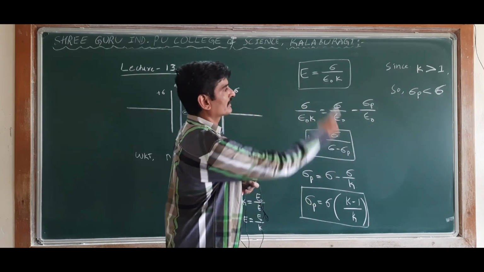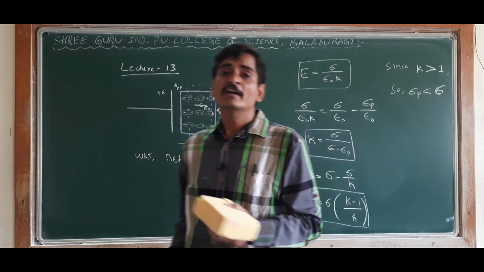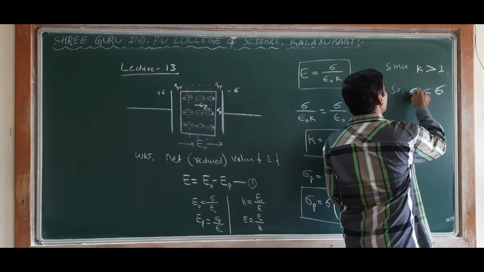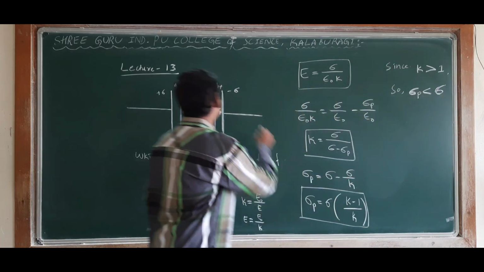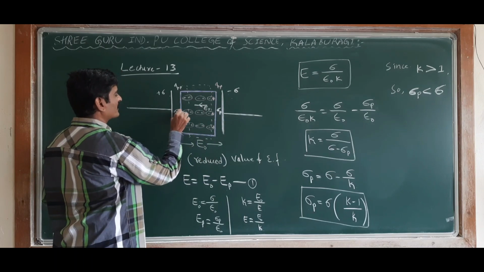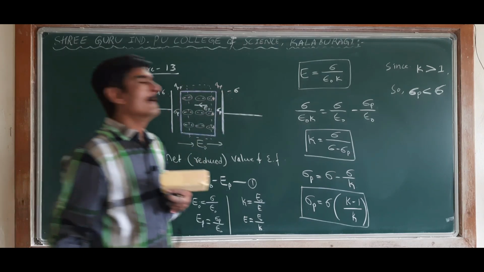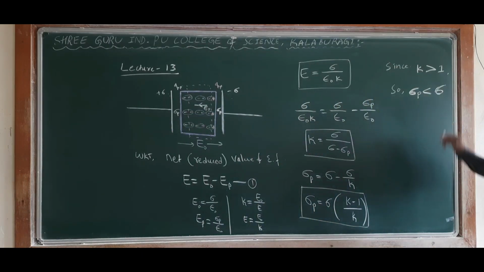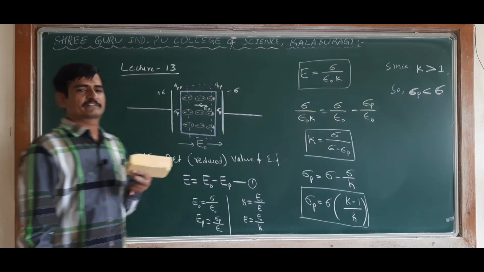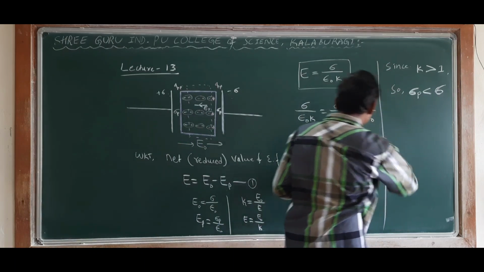So K is greater than 1, so sigma P will be less than sigma. That is, the induced surface charge density on the dielectric is less than the surface charge density on the plates. Got the idea? So the surface charge density on the polarized dielectric is less than the surface charge density on the plates. Okay, this is if a dielectric is placed.